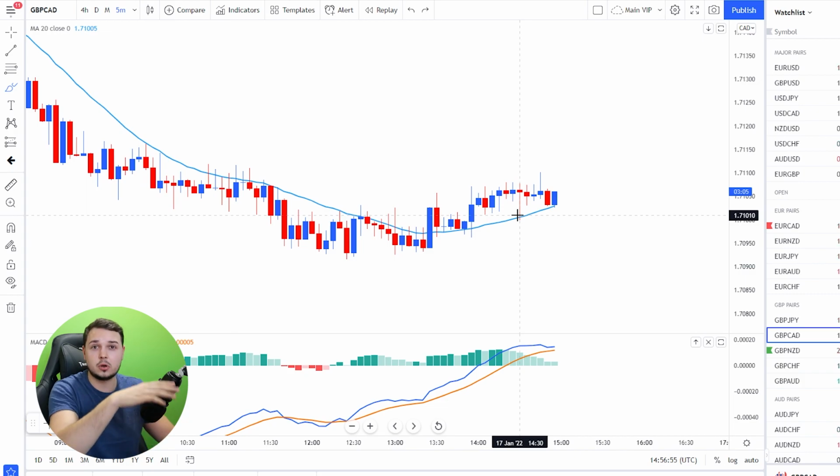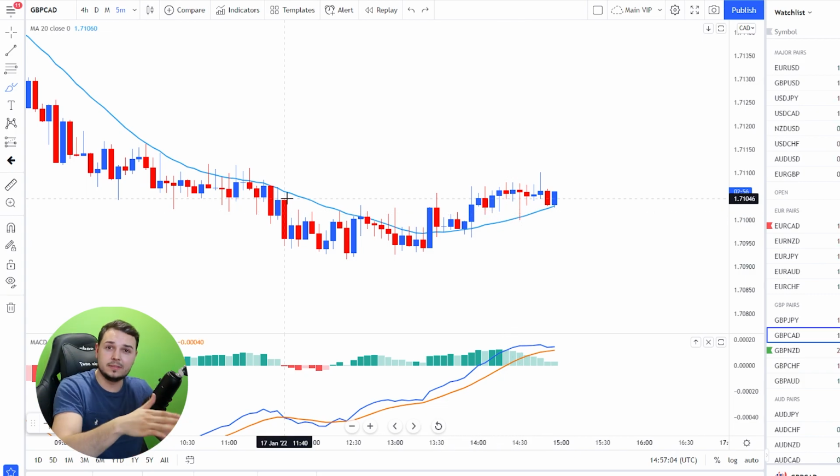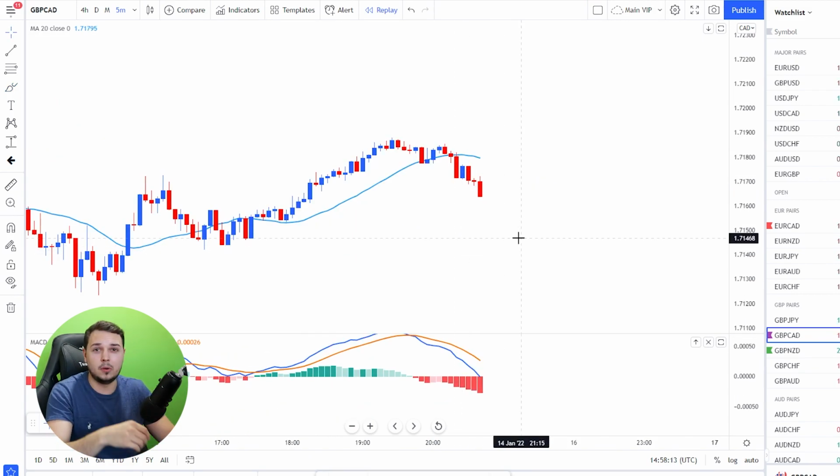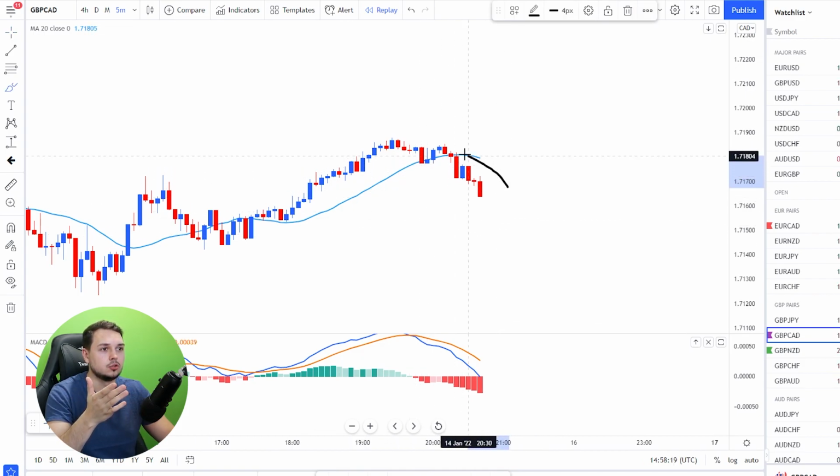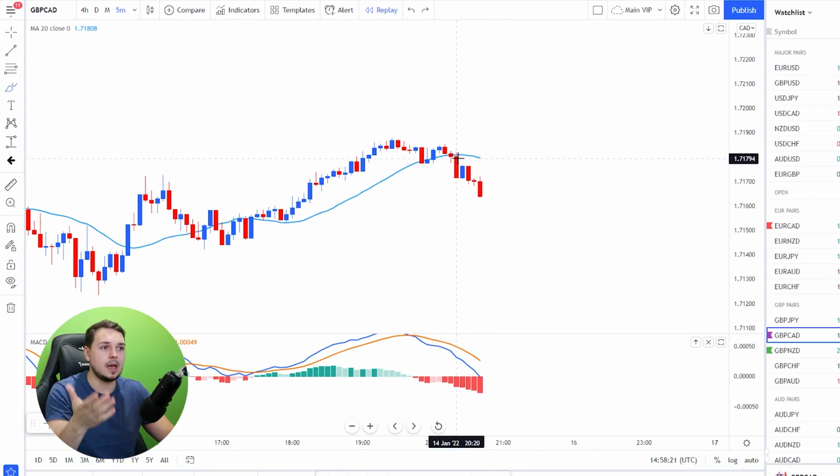But if not, let's just go back to our replay tool and find something from previous data and see the result that has happened with this strategy. So this is a good example of a scalping trading opportunity. As you can see, the market is currently trending towards the downside and it has been for a little bit, over 20 minutes or so.